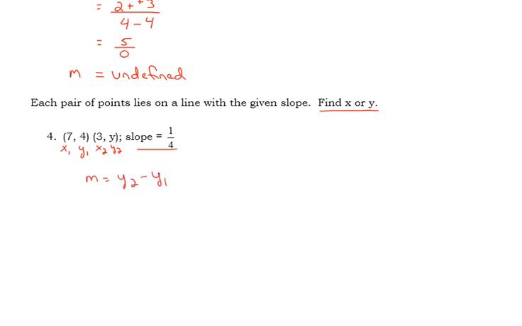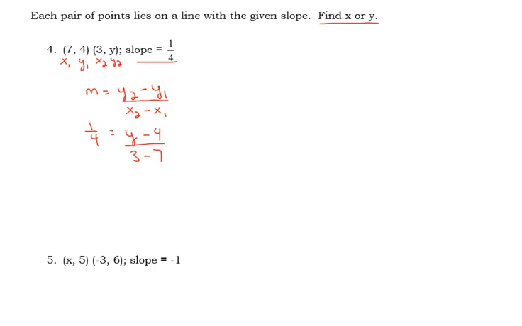Because I have two ordered pairs and the slope, I'm still going to use the slope formula, y2 minus y1 over x2 minus x1. I'm still going to substitute, but this time I know that my slope is 1/4. So I'm going to substitute 1/4 into my slope. y2 is what I'm looking for, minus y1, which is 4, over x2, which is 3, minus x1, which is 7.